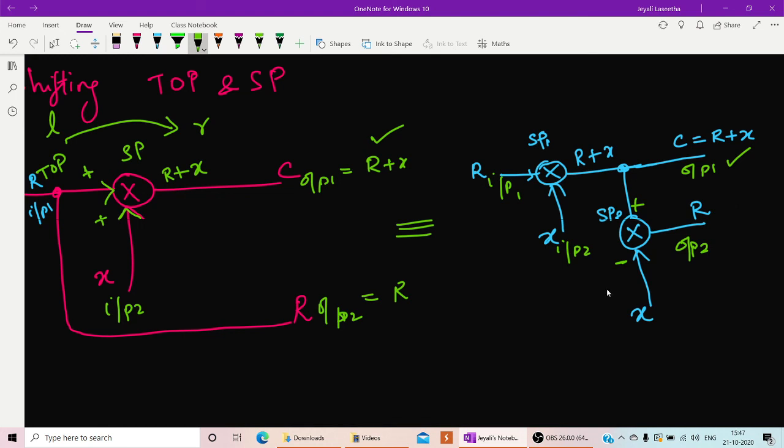Understand? That's it. Because what are the two inputs for this summer? One input is r plus x, another input is minus x, so that they get cancelled. So finally you are getting this r. So these output number 1 and 2 are the same as that of the earlier output number 1 and 2. This is the way of shifting the take off point and this summing point. That's it.